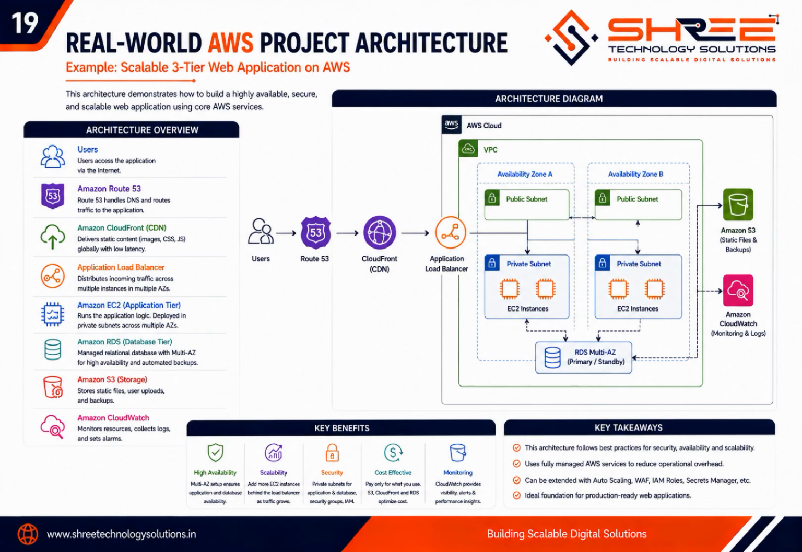The application tier communicates with a multi-AZ Amazon RDS database for high availability and automated backups. Static assets and backups are stored reliably in Amazon S3, while the entire environment is continuously monitored by Amazon CloudWatch. This production-ready architecture ensures high availability, seamless scalability, enterprise-grade security using private subnets, cost-effectiveness, and complete observability.